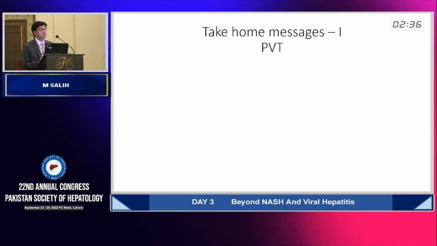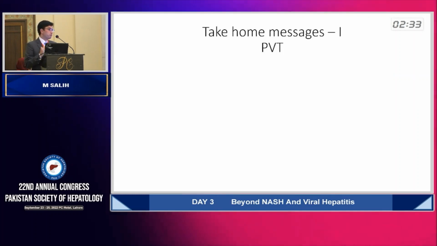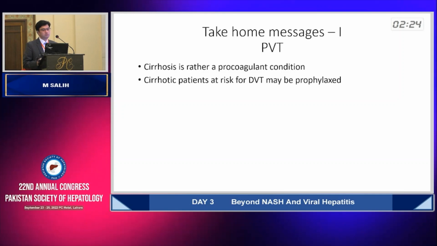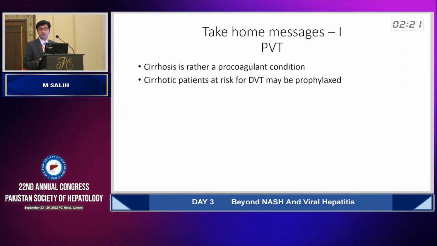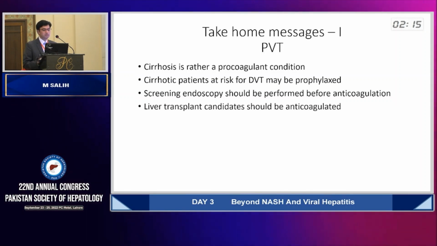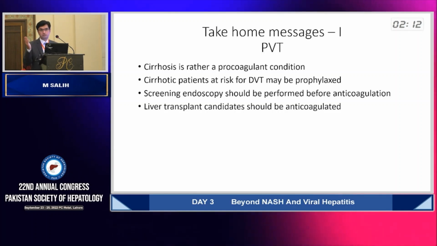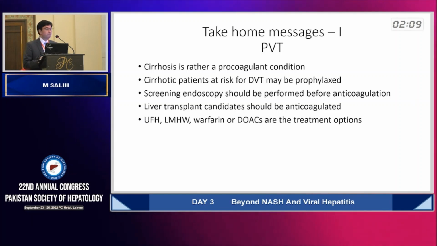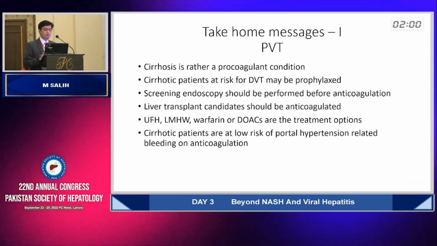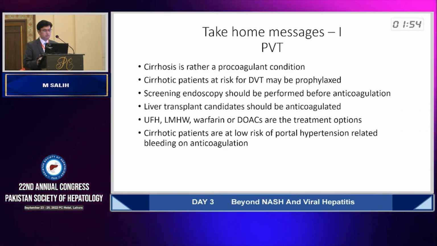So, ladies and gentlemen, I will conclude with my next two slides with take-home messages. For portal venous thrombosis, cirrhosis is rather a procoagulant condition. Cirrhotic patients at risk of DVT may even be given prophylaxis. Screening endoscopy should be performed before starting anticoagulation. Liver transplant candidates should be anticoagulated for portal venous thrombosis. Unfractionated heparin, low molecular weight heparin, warfarin or DOACs are the treatment options. Cirrhotic patients are at low risk of portal hypertension related bleeds on anticoagulation if you have taken care of their varices.